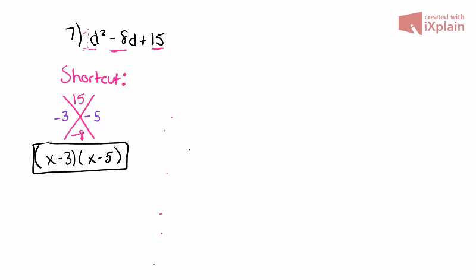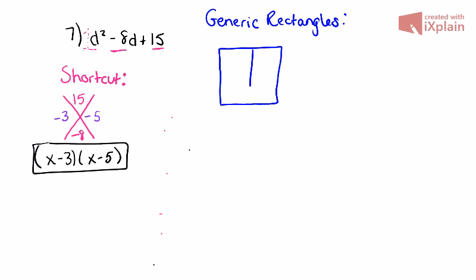All right. Now, if you don't like using the shortcut, if it freaks you out a little bit, we can go the long route and use our generic rectangles, which is another way that I will show you how to do this problem, okay? So, if I'm using my generic rectangles, of course, I need to draw my rectangle. First term in my first box, last term in my last box. Then I, of course, multiply along the diagonal here and set that up in a diamond problem.